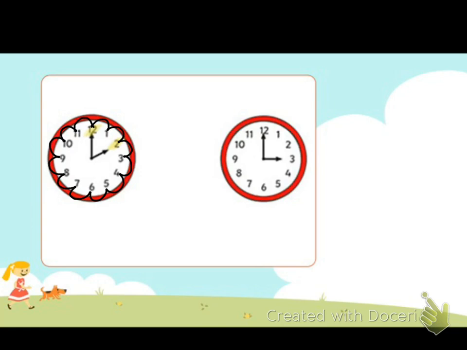The hour hand is pointing at the 2 and the minute hand is pointing at the 12. 2 o'clock. For digital time, we would write it like this. The next clock, the hour hand is pointing at the 3. And the minute hand is pointing at the 12. Can you tell the time? 3 o'clock, yes. When the minute hand is on the 12, it is o'clock.